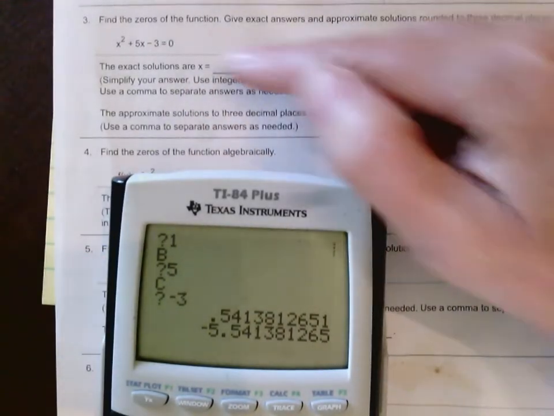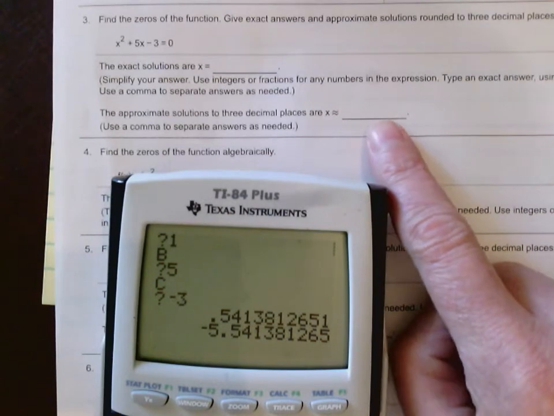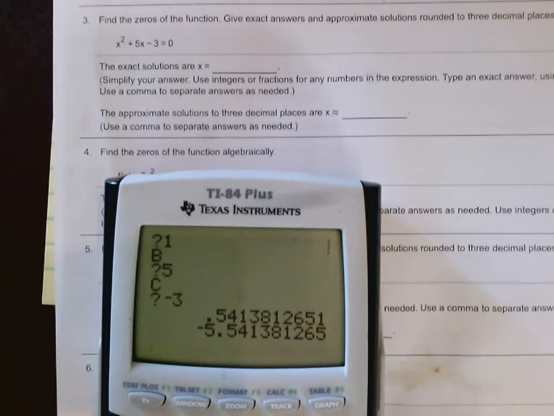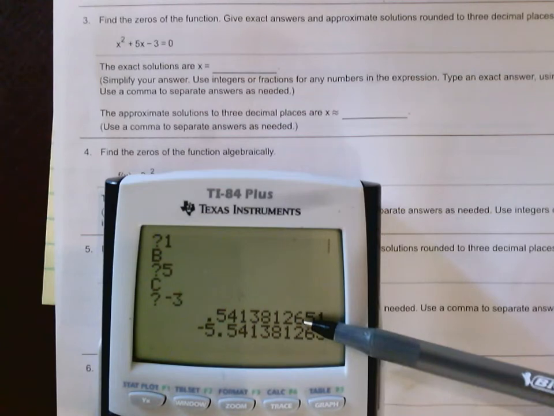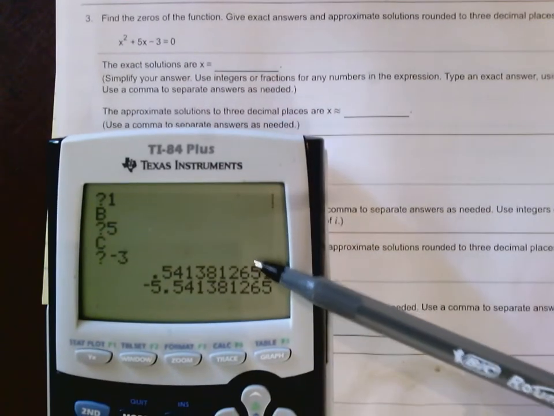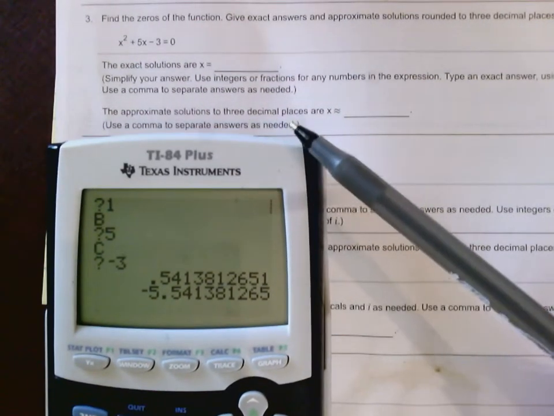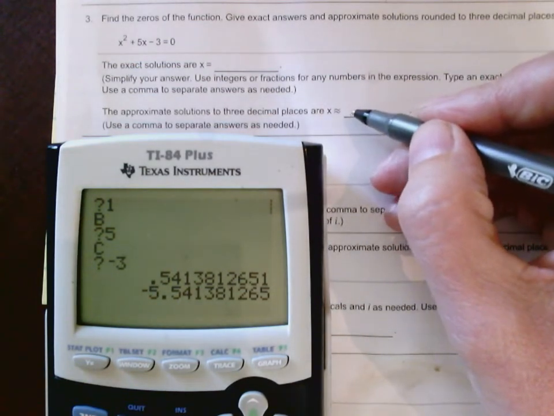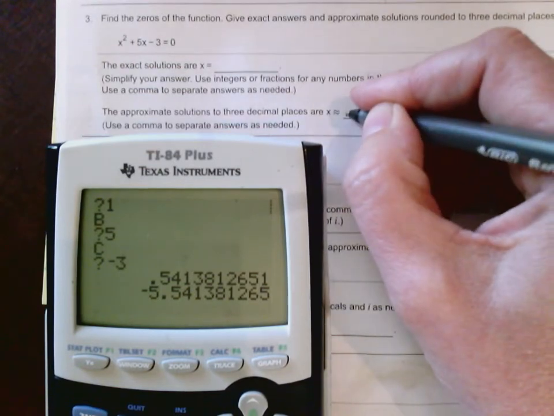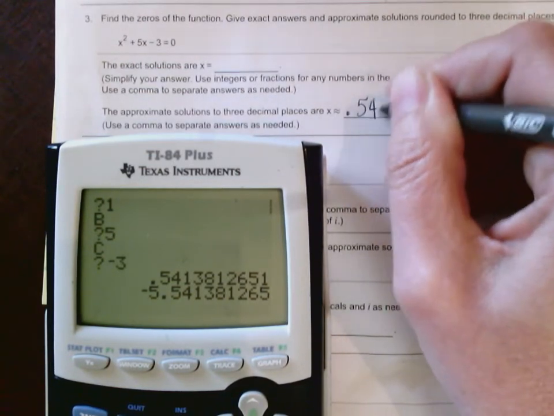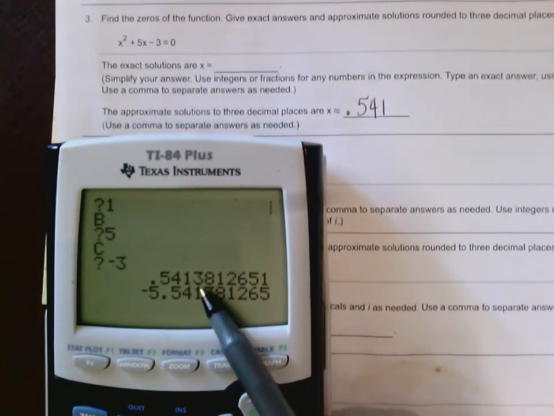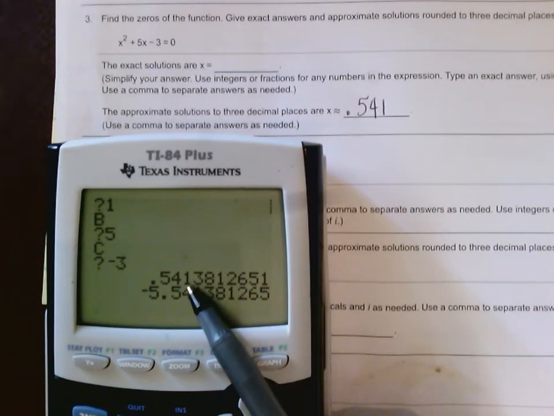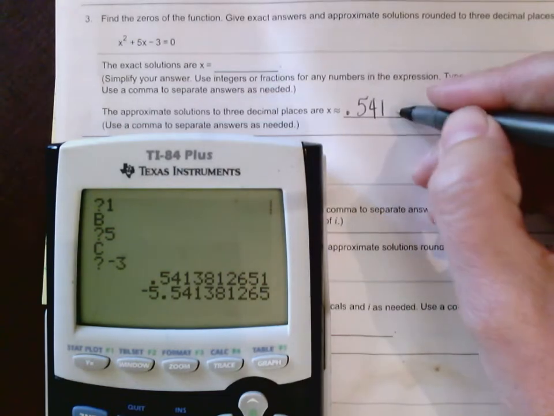Now, if you'll notice, this has 2 different solutions. It wants the exact solutions, and then it wants the approximate solutions, which is actually this first answer that it gives you. And it wants you to round it to 3 decimal places. So the approximate solutions will actually come in the second part. So the first one would be 0.541. Since the next number is a 3, that means I do not need to round up the 1. So there's the first solution, comma.